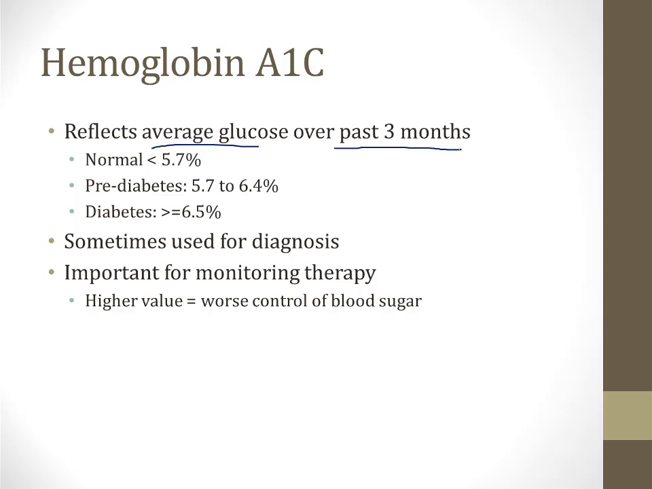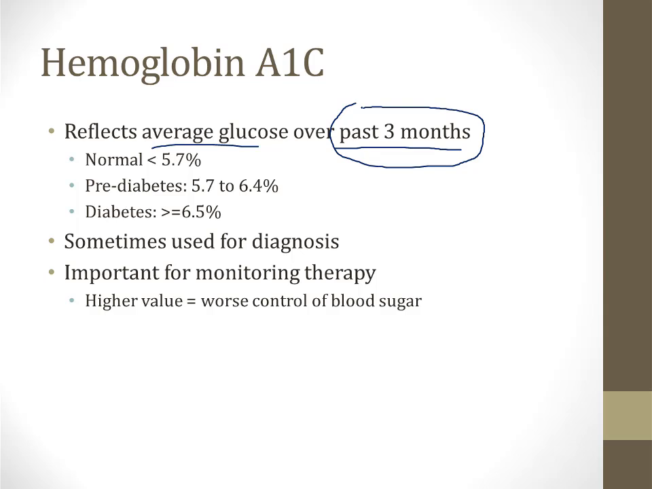The reason for this is because red blood cells survive about 3 months. So for example, imagine a patient with a very high blood glucose level. They will create lots and lots of hemoglobin A1C. However, if they then control their blood sugar over the next 3 months, all that A1C will wash out of their body as the red blood cells die, and the hemoglobin A1C will begin to fall.